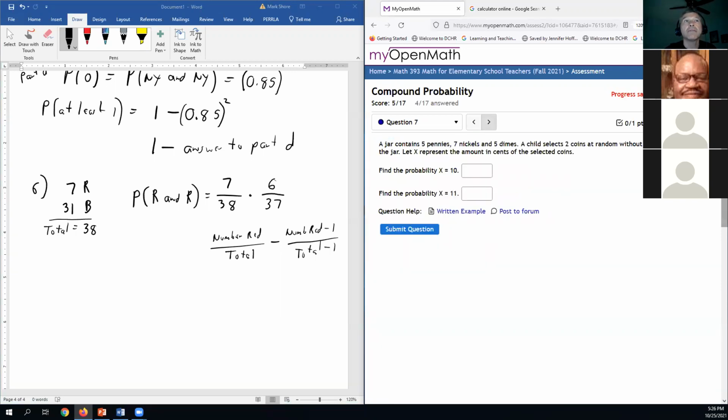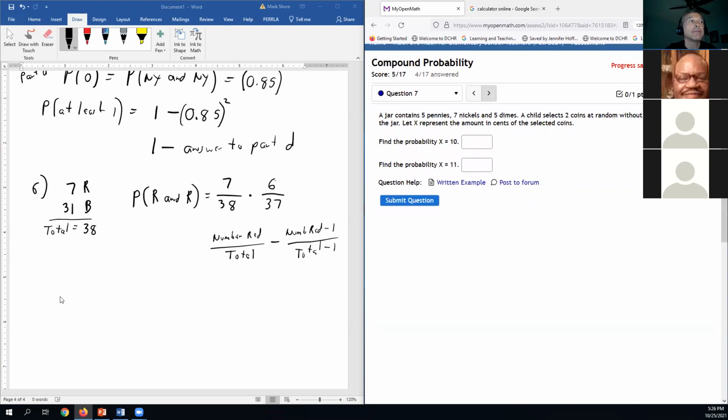Let's go to 7 here. So on 7, it says a jar contains 5 pennies, 7 nickels, and 5 dimes. So let's keep track of those. 5 pennies, 7 nickels, and 5 dimes, and get the total amount. So the total number of coins that we're dealing with, not the total amount of money, just the total number of coins is 17 coins.